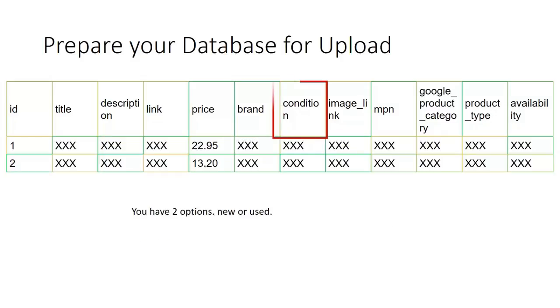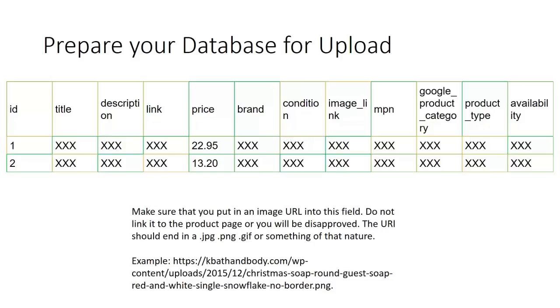Okay, now here's the condition. We have two options, new or used. All right, so that's what you want to fill out under those. Now, the next one is the image link. You want to make sure that you put an image URL into this field. Do not link people to the product page or you'll get disapproved. The URL should end in .jpeg, .png, .gif, or something of that nature. And here's an example of K-Bath & Body. Christmas soap, round guest soap, and then at the end, it's a .png.